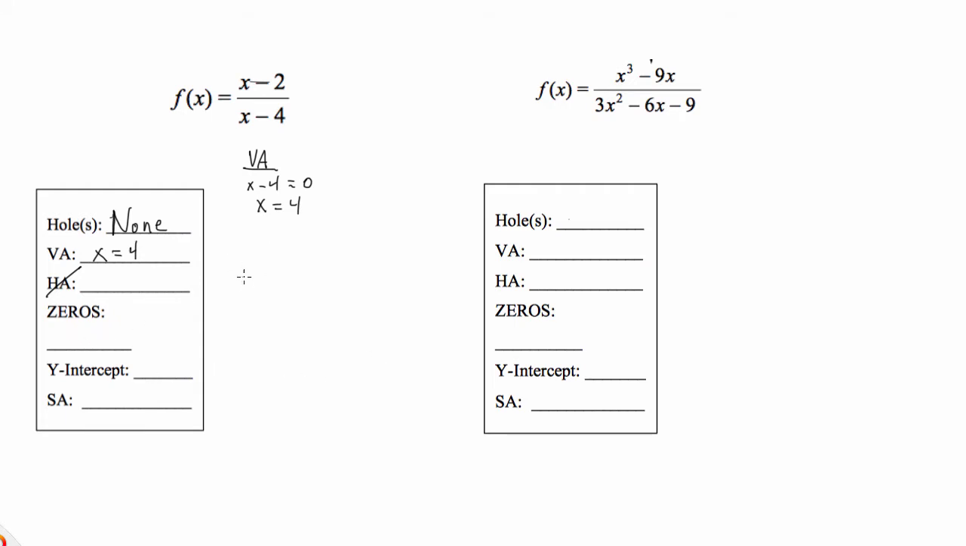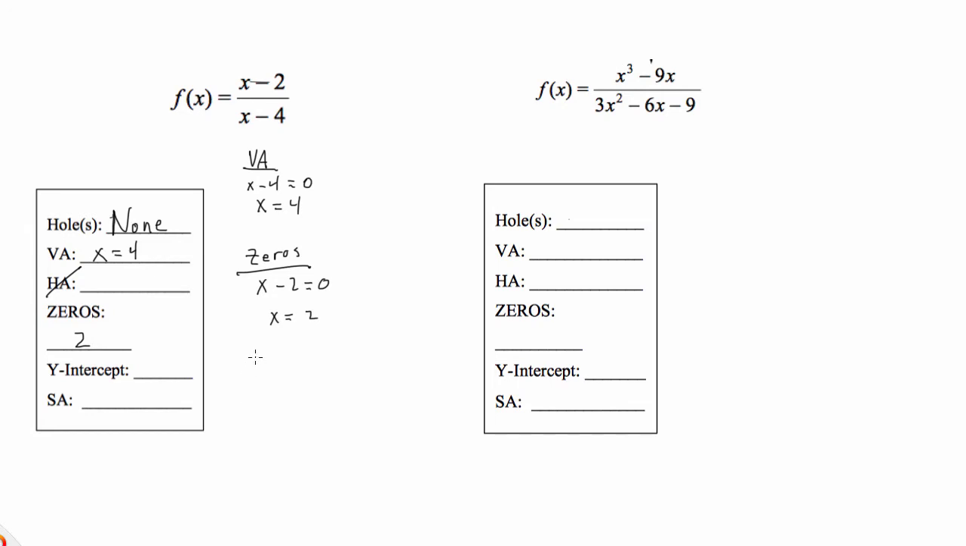And the zeros. So for the zeros, you set the numerator equal to 0. And we get x equals 2. And remember the zeros, we just list them out. We don't write the x equals, it's just a 2. And there's only one factor of x minus 2. So again, it's just a multiplicity of 1, and you don't have to write that.